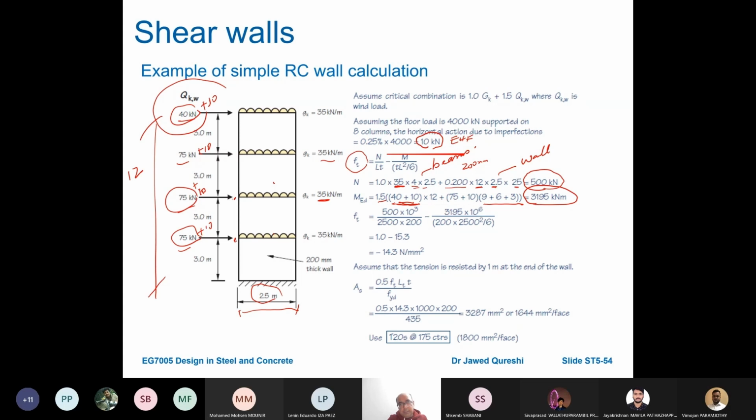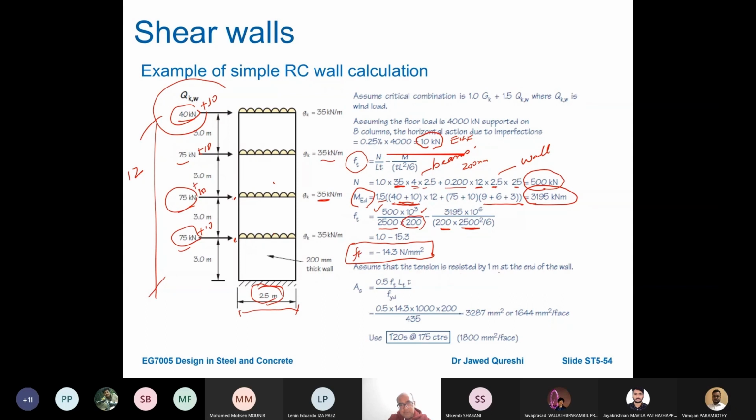In N over LT, N is the load, and we convert this load from kilonewton into newtons. L is the length of the shear wall, which is 2.5, converted into millimeters, 2500. And 200 millimeter is the thickness of the wall. That's where these values come from. MED is the applied moment that we worked out here, divided by T, where T is the thickness of the wall. L squared, where L is the length of the wall converted into millimeters, divided by 6. So from here, we're getting tensile stress, FT, as 14.3 Newton per millimeter square.